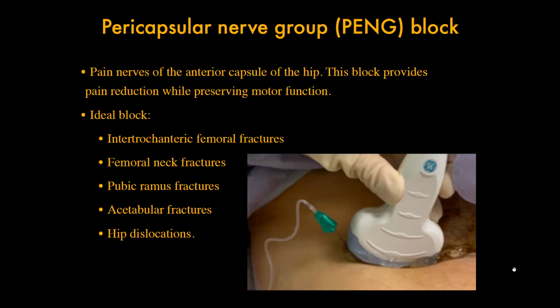All right, so let's talk about the pain. The pain nerves of the anterior capsule of the hip. It provides pain reduction while preserving motor function. So that's the real key here: fascia iliaca was going to give you a femoral nerve block, and this is not. It's good for intertrochanteric femoral fractures, femoral neck fractures, pubic ramus fractures, acetabular fractures, and hip dislocations. This is a curvilinear probe. A curvilinear probe gives you a view like this rather than a view like this. And so with blocks like the IPAC or QL or the PENG, you grab this, you don't have to chase your needle. Everything is in view.